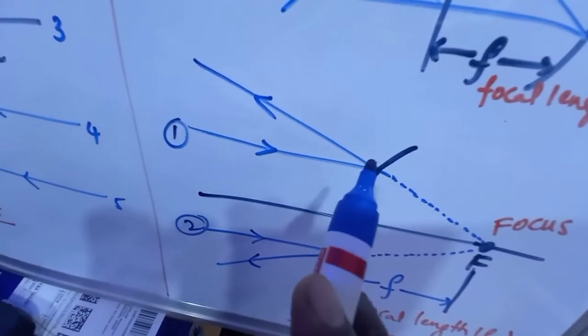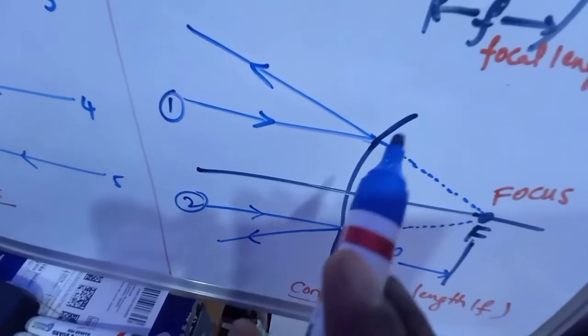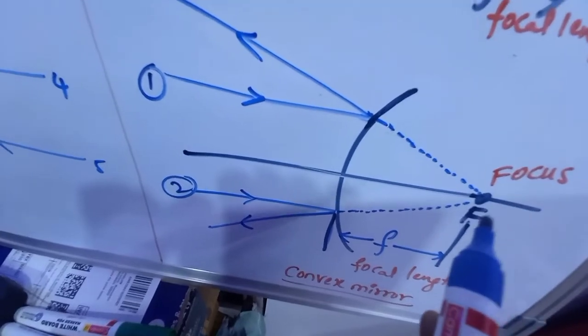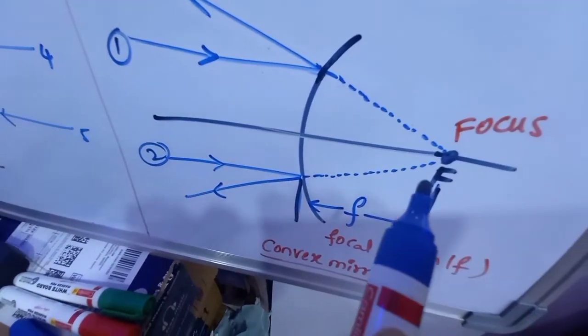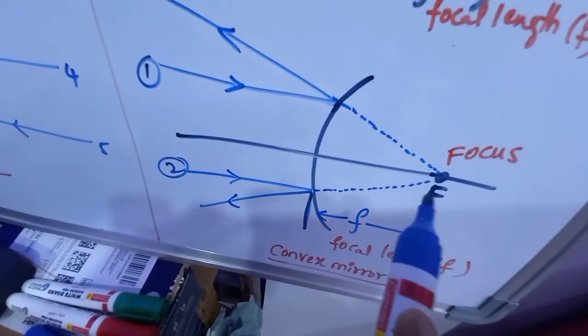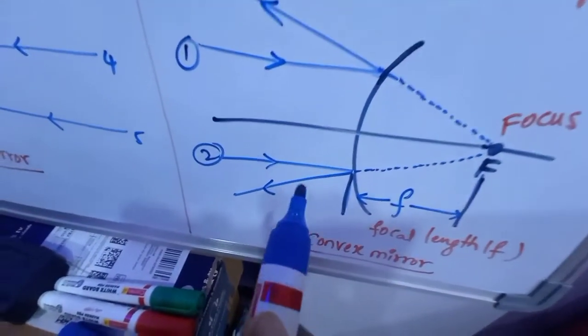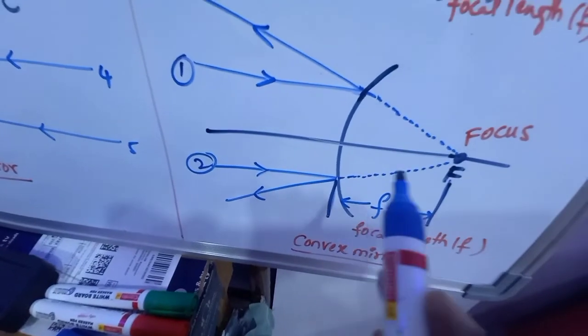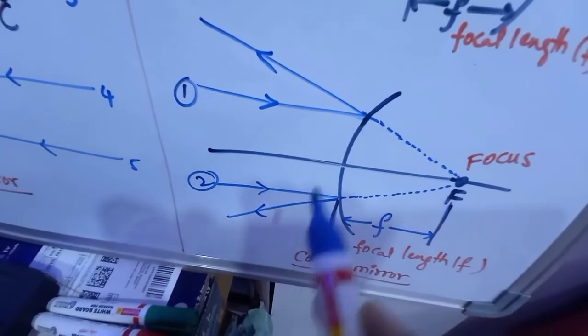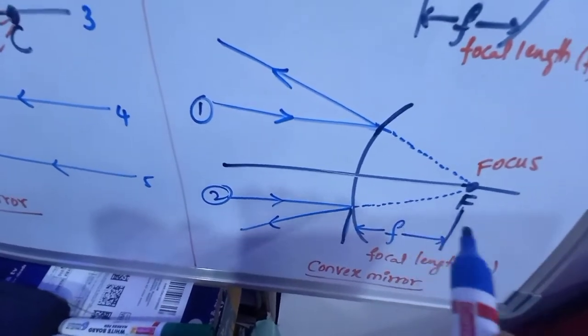The reflected rays will be diverging after reflection, and if we extend the reflected rays backwards, they meet at a point on the principal axis, at one point. That is the focus of the convex mirror. Actually children, remember that for a convex mirror, the focus lies behind the mirror, not in front of the mirror. This is the mirror.